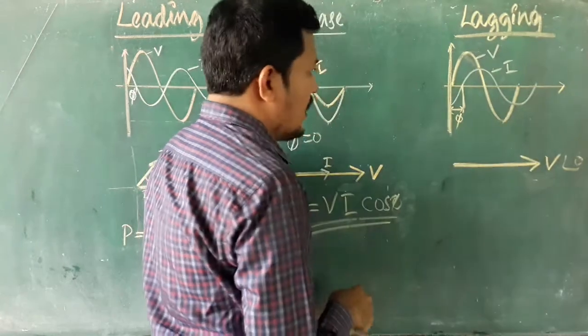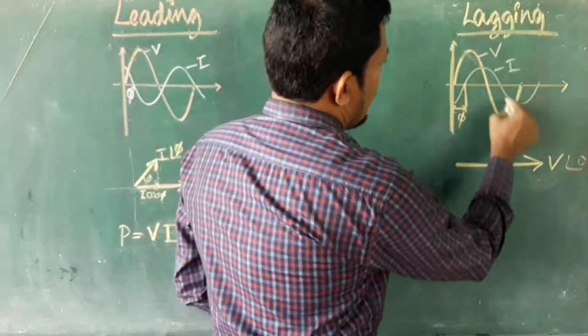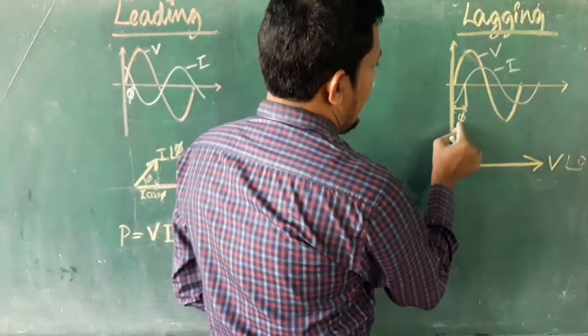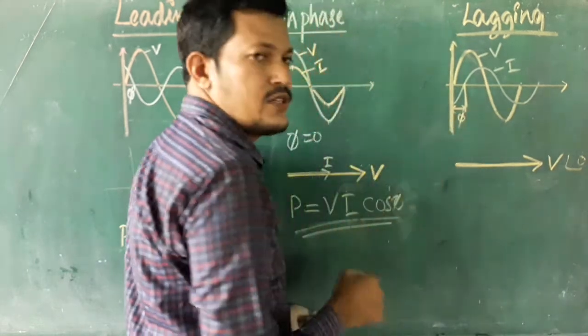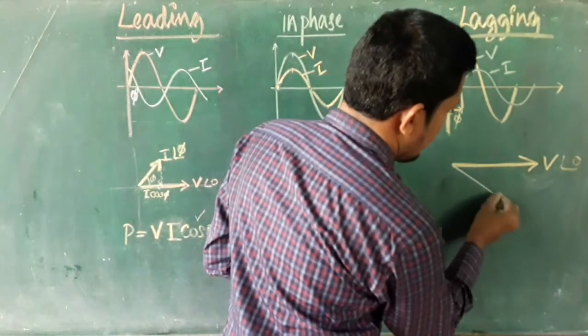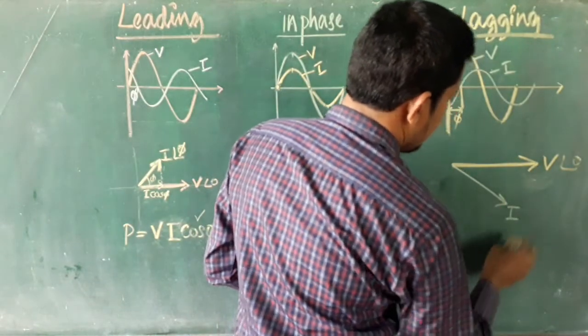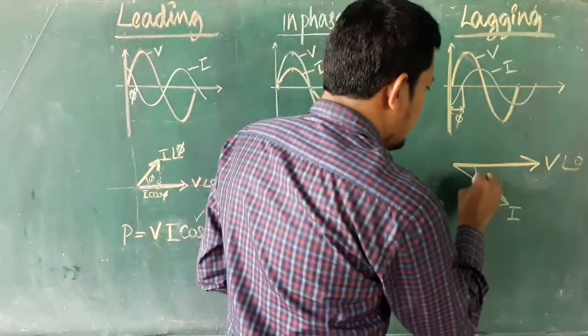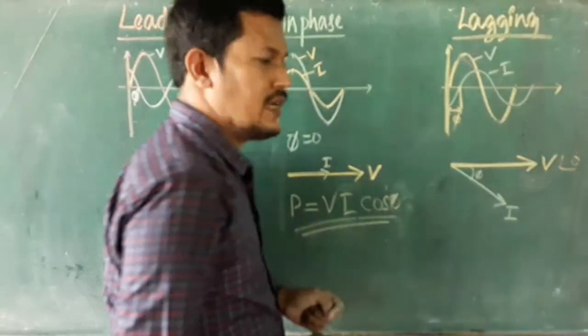Clear? Now I am going to draw the phasor of current. Current is lagging by 5 degrees. Lagging means it is behind. So the current should be like here. So it's I. How much lagging is this? 5 degrees lagging.